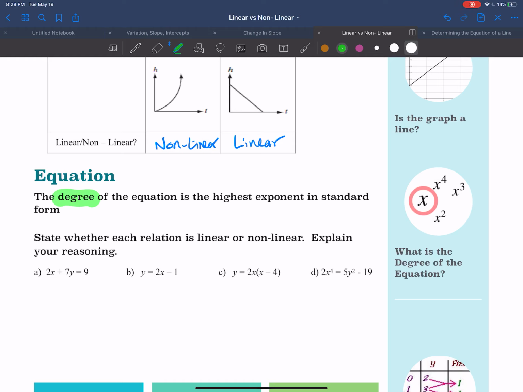Next is if you have an equation, you look at the degree. What's the degree of the equation? And it's the highest exponent when it's in standard form, no brackets, when it's expanded out. So if it's degree 1, then it is linear.